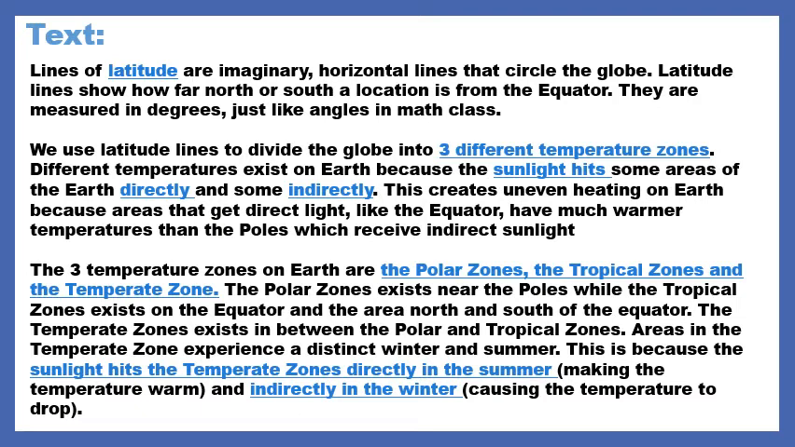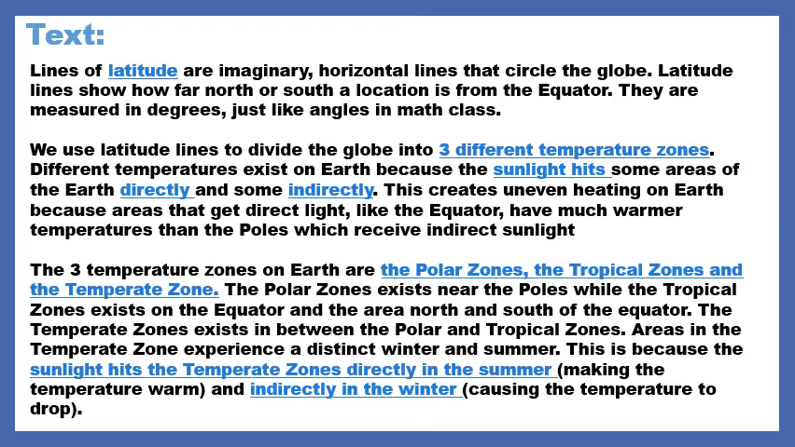We use latitude lines to divide the globe into 3 different temperature zones. Different temperatures exist on Earth because the sunlight hits some areas of Earth directly and some indirectly. This creates uneven heating on Earth because areas that get direct light, like the equator, have much warmer temperatures than the poles, which receive indirect sunlight.